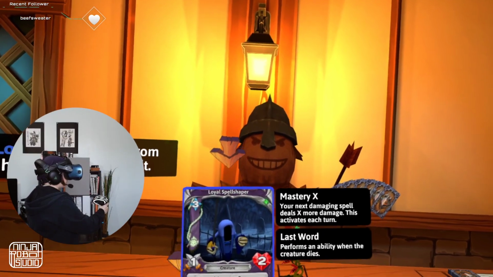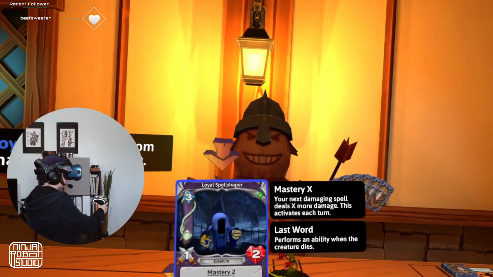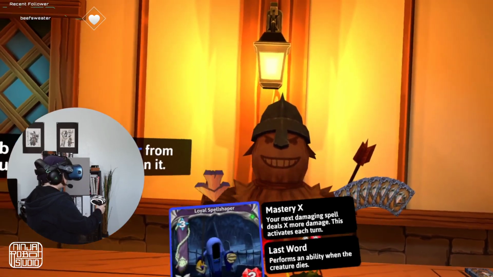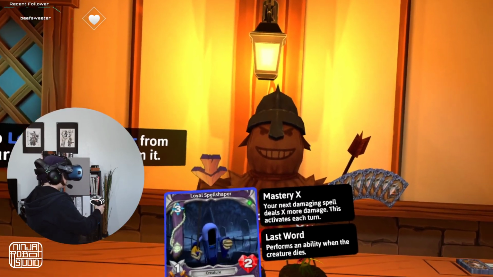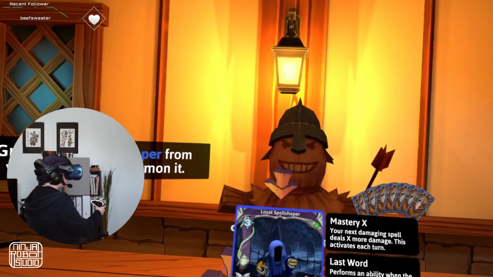Next damaging spell deals X more damage. This activates each turn. Why does it say X? Performs an ability when the creature dies.